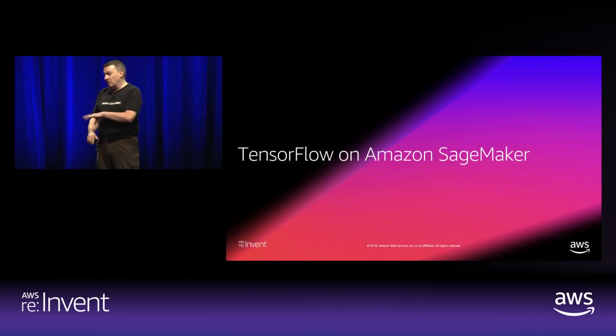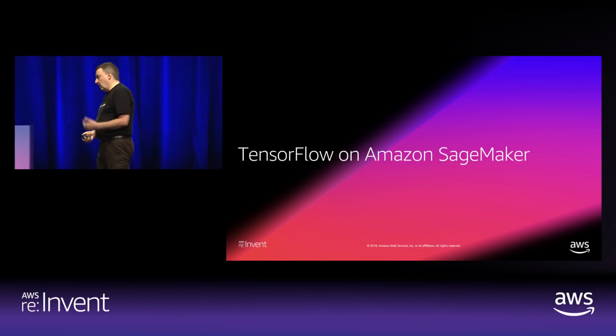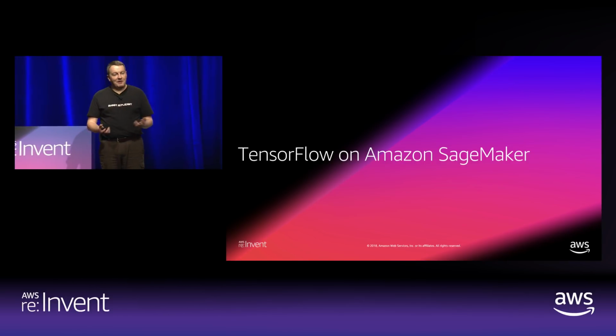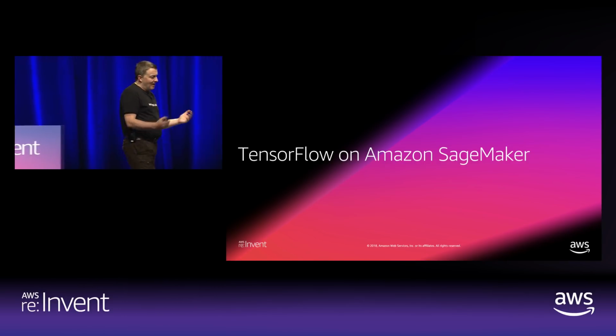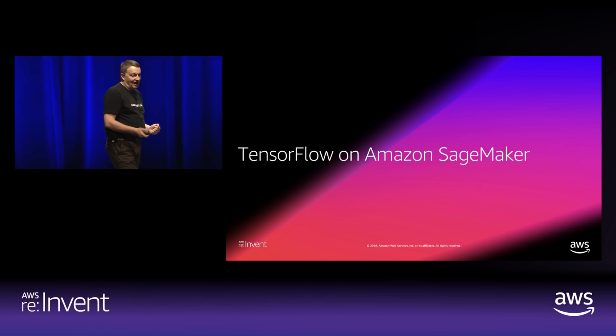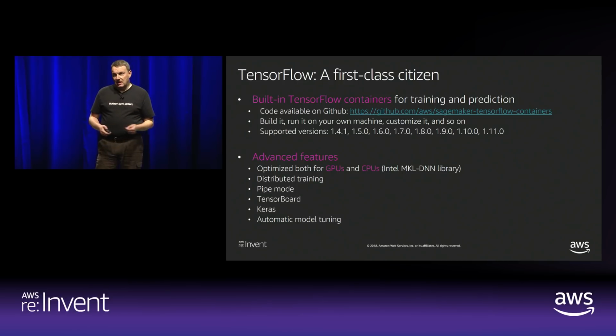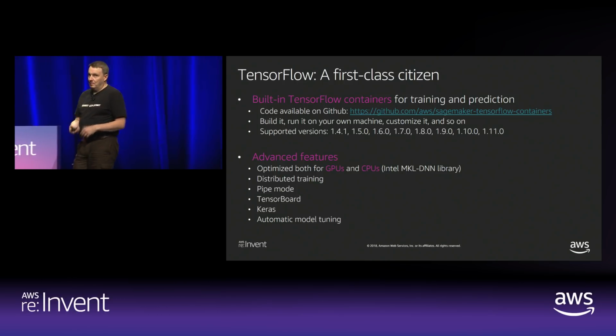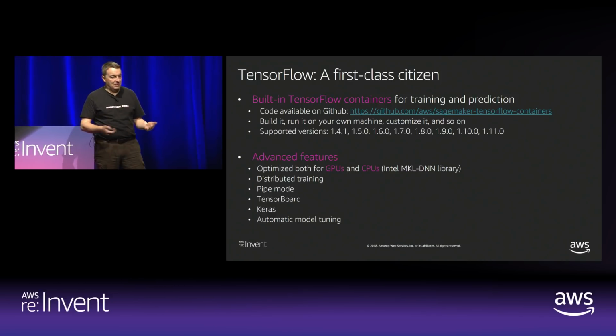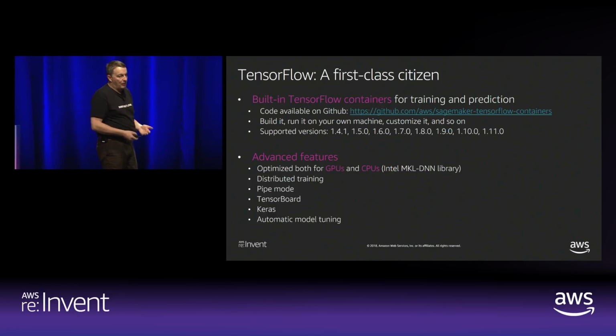So what about putting the two together now? SageMaker is kind of interesting. TensorFlow is kind of interesting. If you mix those two together, then what happens? The first thing that you should know is that TensorFlow is really a first-class citizen on SageMaker, which makes sense because it is the most popular library out there.